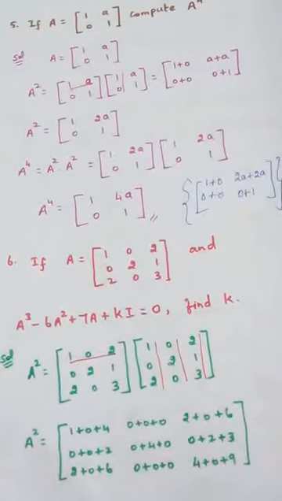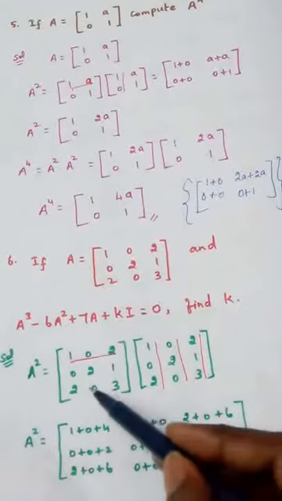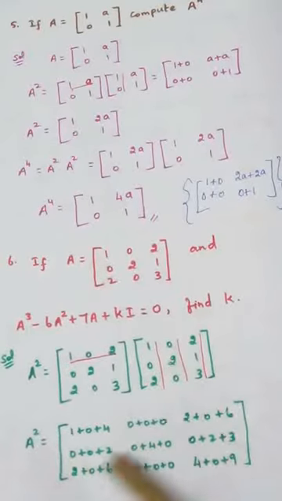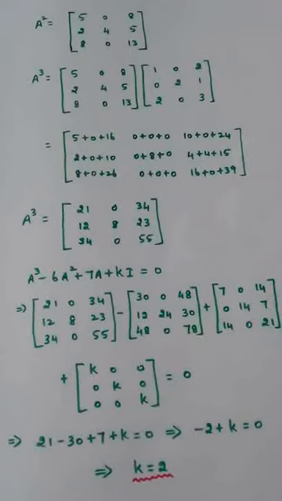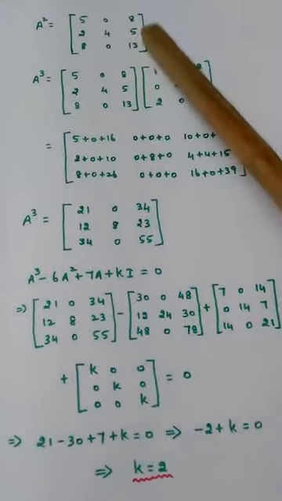Third row, first column, these 3 numbers. Third row, second column, these 3 numbers. Third row, third column, these 3 numbers. So by simplifying all these things, we are going to get one answer that I will be showing you in the next line. So simplifying that, this is the answer for a square.